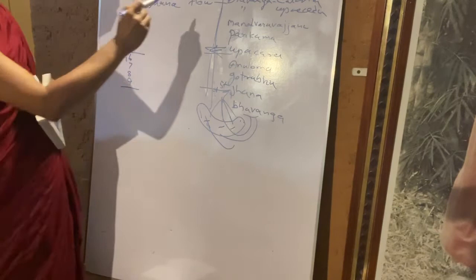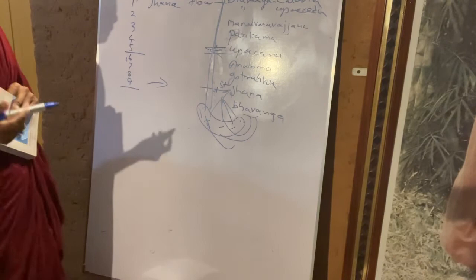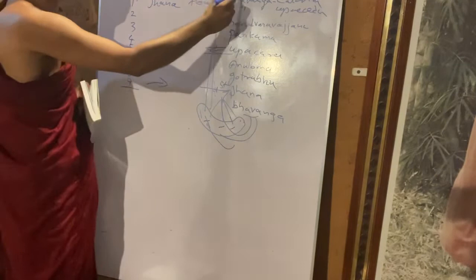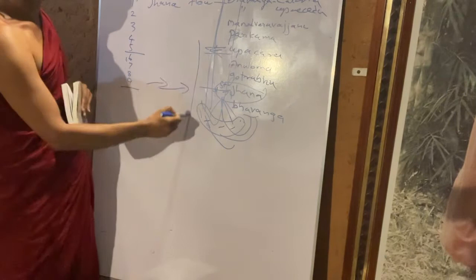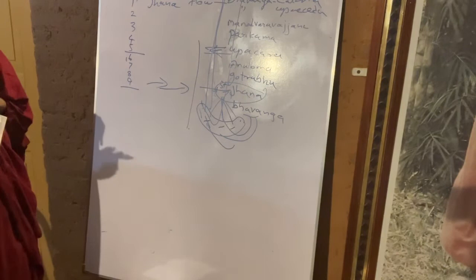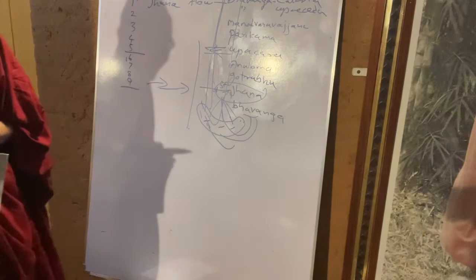Until you get this flow, you can come very close to this first jhana flow. But it is very difficult. Yes, it is difficult actually. It is difficult to get this flow. If you get this flow, then only you get this jhana. But you can come near to this flow. This coming near means access concentration. It is still sense sphere level, sense sphere world. But you can easily go to that level, maybe easily, I can't say easily.